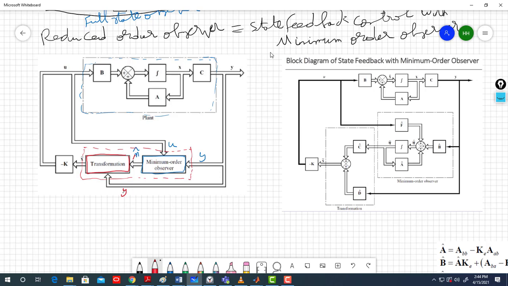and then later on x tilde you feed it back. Well, the K is the same as we did in full order observer, or as we are doing always, from A and B with the desired closed loop dynamics of the overall system, where you want to place your poles. So then K is fine. What do I have? Let's look inside now, inside the transformation block and the minimum order observer block. What do I have inside them?